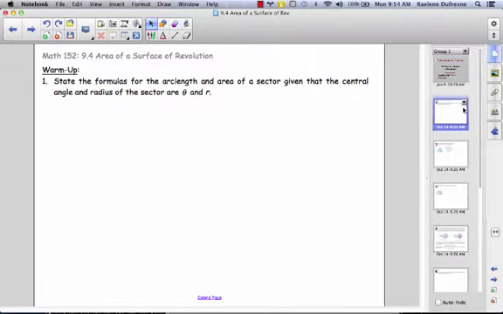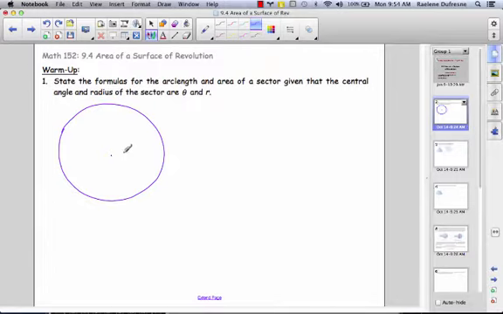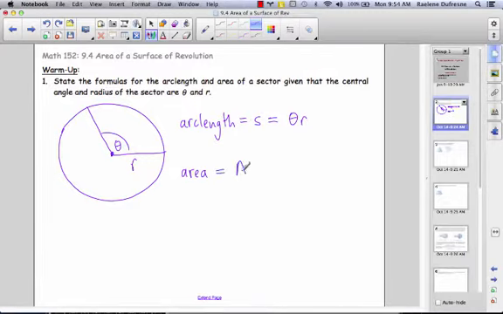Let's begin. As a warm-up, we are going to state the formulas for the arc length and area of a sector of a circle, given that the central angle is theta and the radius is r. So if we have a circle, and we are talking about a sector of the circle where the radius of the circle is r and the central angle is theta, we can say that the arc length, often referred to as S, is equal to theta times r, and the area of the sector, A with a subscript of sector, is given by 1/2 theta times r squared.